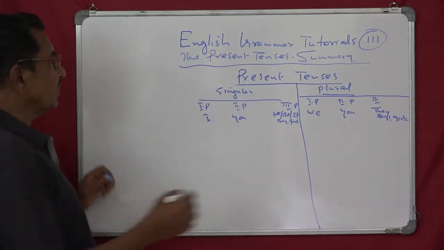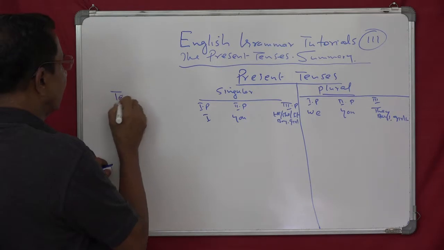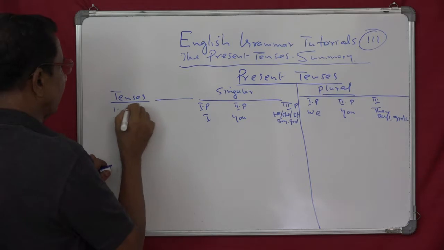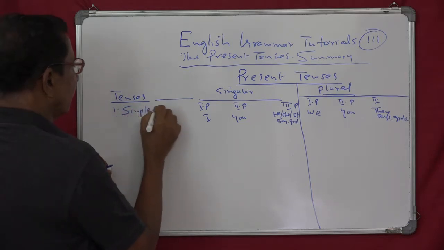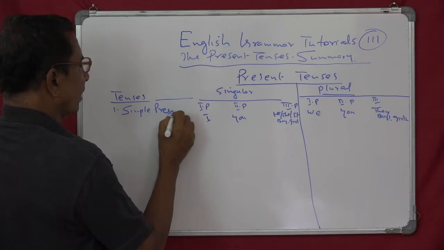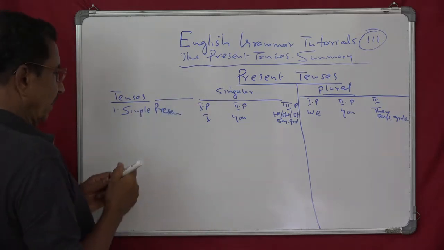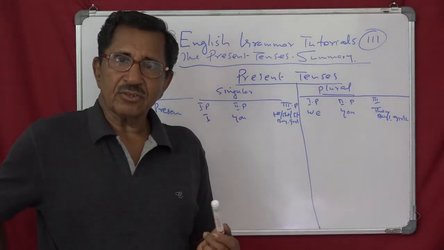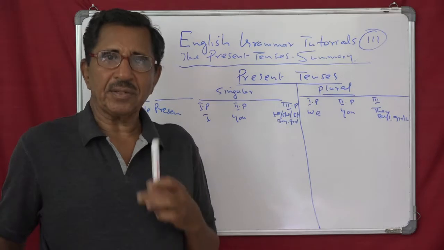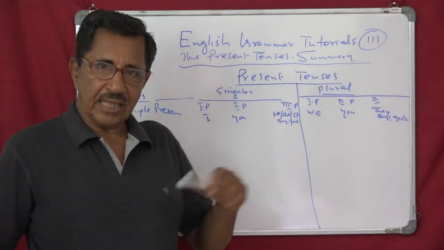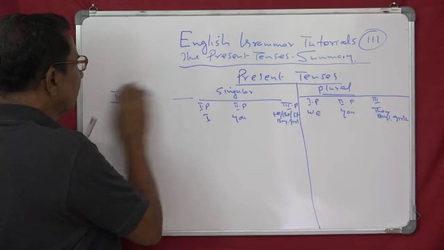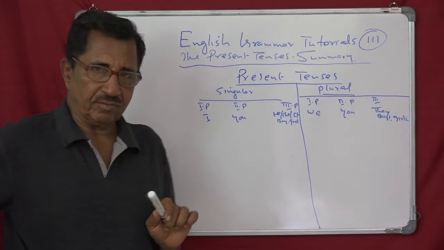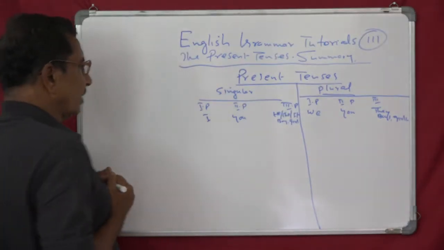Alright, and then what happens? You have got tenses. The first one is simple present. You call a tense simple because it does not have an aspect. There are only 2 aspects in English. One is progressive, whether the action is continuing, and the other aspect is perfect, whether the action is completed or not.